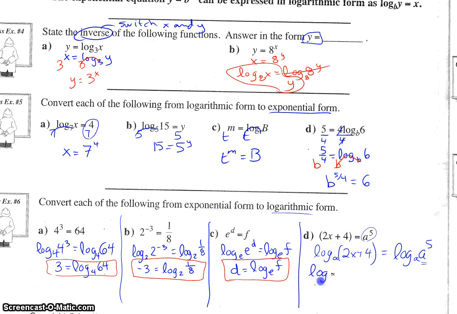So now we would have log base A of 2x plus 4. And the right-hand side would equal just 5, because the base on the log, base on the power are the same, so therefore the log is the exponent. There we go. Let's take a look at the next page. Good job, you guys.